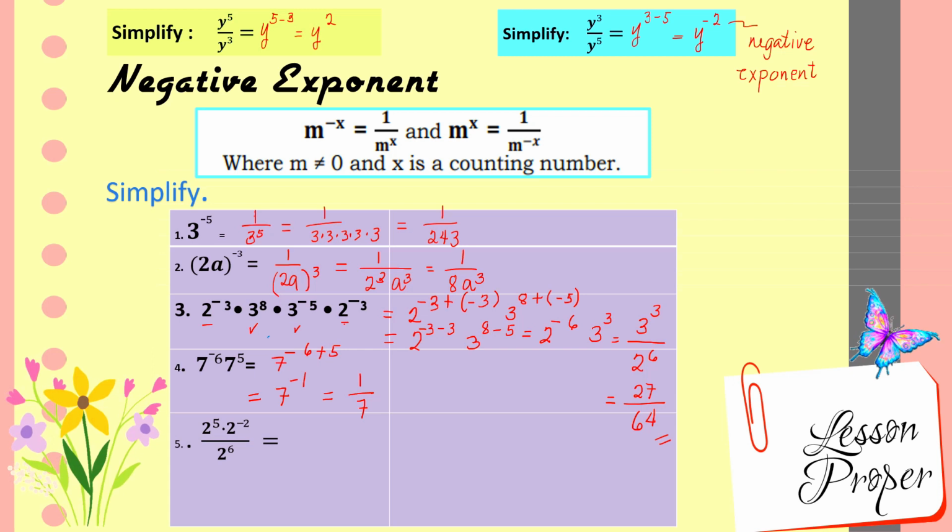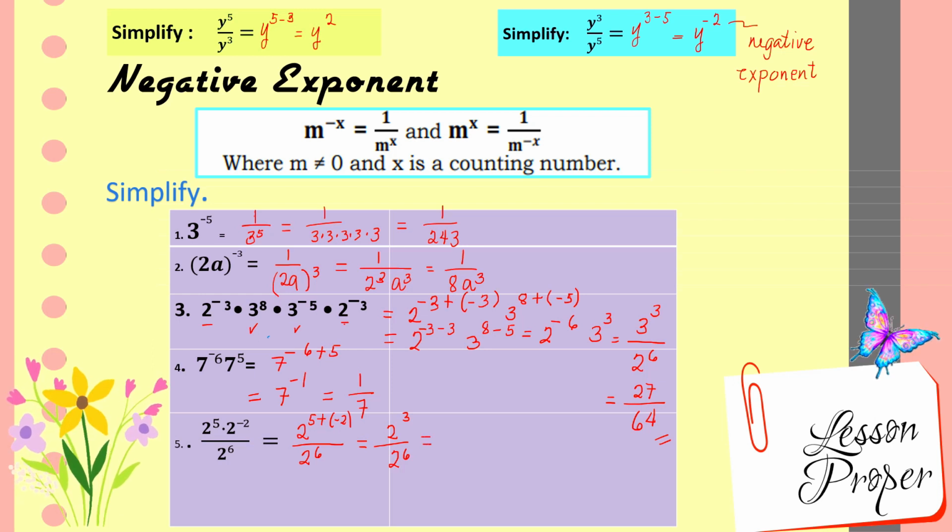Number 5. In number 5, this is a combination of the product rule and a quotient rule. So, unahin muna natin yung product rule. So, 2, add the exponent, 5 plus negative 2 divided by 2 raised to 6. And then, 5 plus negative 2 is 5 minus 2. So, you will have 2 cubed divided by 2 raised to 6.